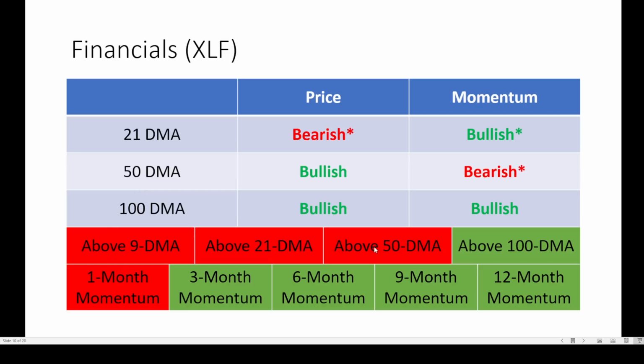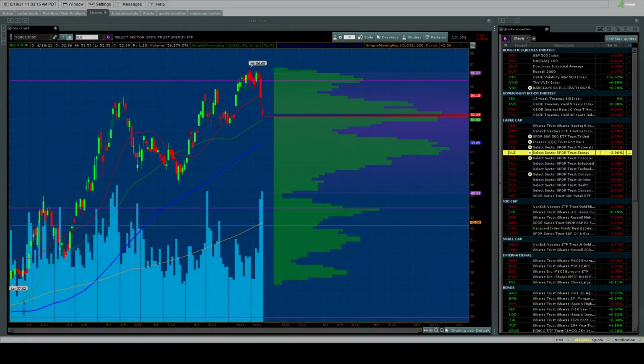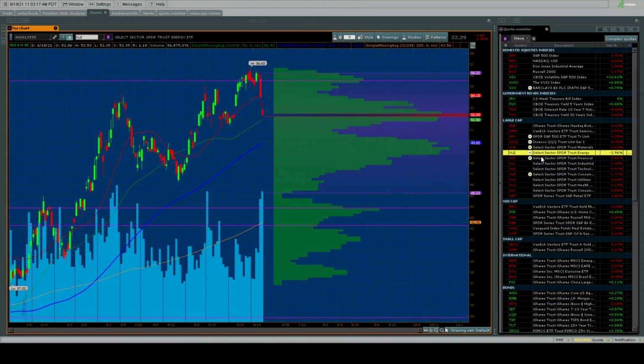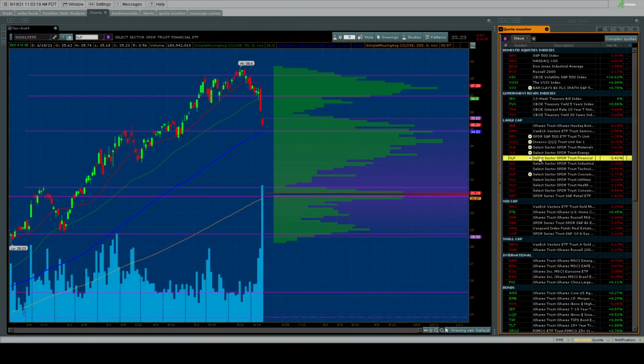Price is below the 9, 21 and 50-day moving averages, and the early signal when you break through the 50-day is not a good sign. One month momentum has now broken, meaning price over the last one month is headed down. Let's take a look at the financial sector and see what we've got here.